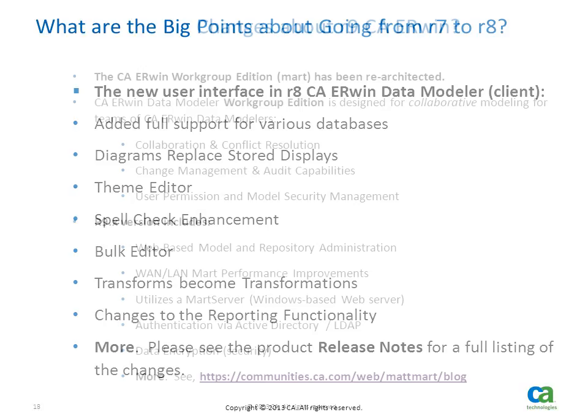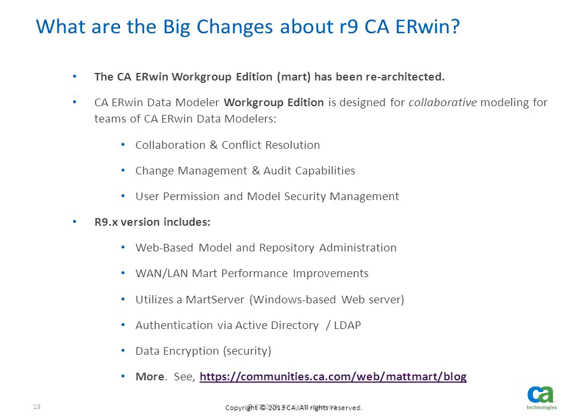So what are the big changes about R9 ERwin? The Mart has been completely re-architected in R9. So the Mart is the really big change. The Workgroup Edition is designed for collaborative modeling for teams of ERwin data modelers. This allows collaboration and conflict resolution, change management and audit capabilities, and allows you to have user permission and model security management. The R9 version includes a web-based model and repository administration. You can use your web browser now to administer the Mart, unlike how it used to be administered through ERwin.